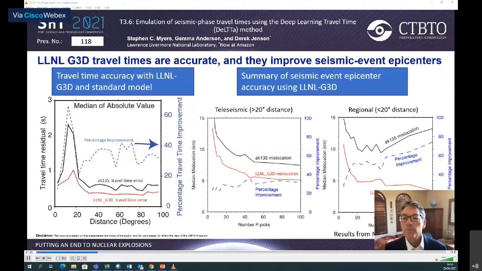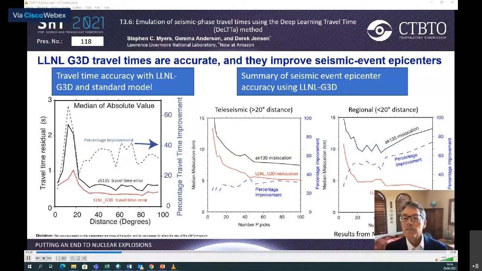These charts show the improvement in travel time prediction accuracy and improvement in seismic event location when the 3D model is used. The chart on the left shows travel time error as a function of event station distance with respect to ground truth data. The black line represents error when the standard spherically symmetric Earth model is used. The red line is travel time error when the global 3D model is used, and the dashed blue line is percent improvement when the global 3D model is used. Note that improvement is generally 30 to 40%, and improvement reaches over 60% at regional distances, which is event station distance out to 25 degrees.